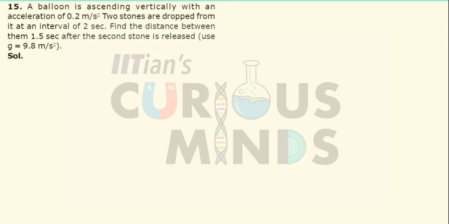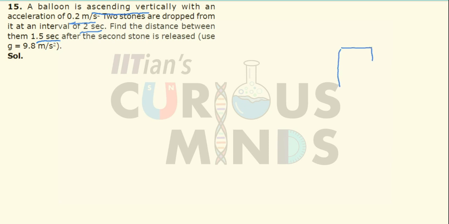A balloon is ascending vertically with an acceleration of 0.2 meter per second square. Two stones are dropped from it at an interval of 2 seconds. Find the distance between them 1.5 seconds after the second stone is released. Use g equal to 9.8 meter per second square.